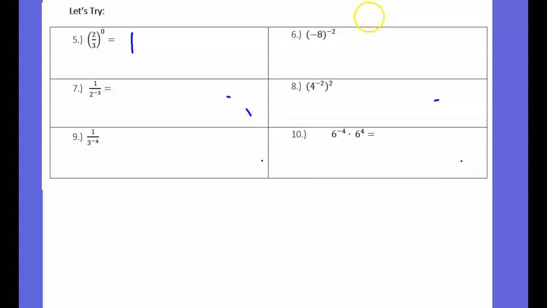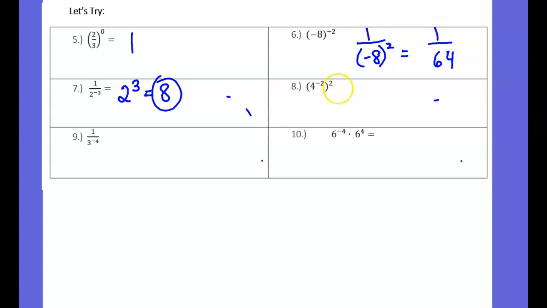We take the negative 8, and it's going to be to the negative 2 power, so we're going to say 1 over negative 8 squared. Okay, we took the reciprocal, made it positive, so that's 1 over 64. Okay, 1 over 2 to the negative 3, if I take the reciprocal, I just get 2 to the third. I can evaluate it, and I get 8.